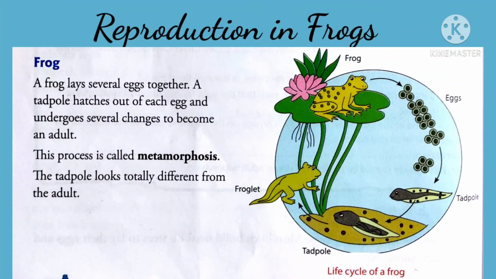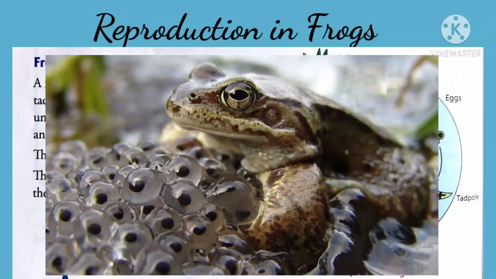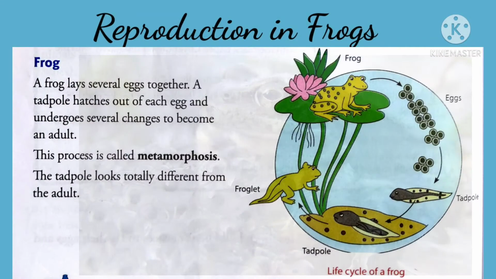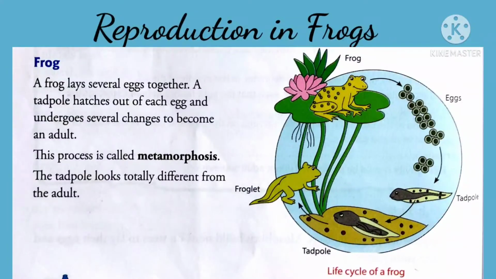Now let's have a look at reproduction in frogs. Frogs also reproduce by laying eggs, and frogs lay several eggs together, and then a tadpole hatches out of each egg. This tadpole looks entirely different from an adult frog, and then this tadpole undergoes several changes to become an adult, and this process through which a tadpole changes into an adult frog is called metamorphosis. So students, this is how the life cycle of frogs keeps on going.